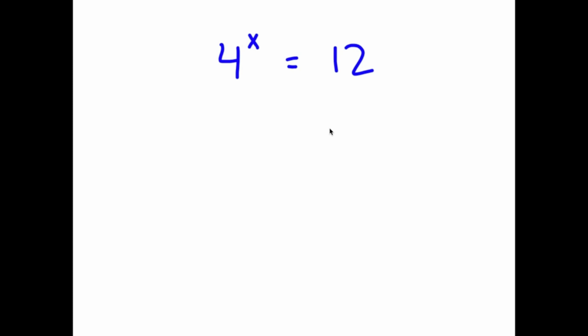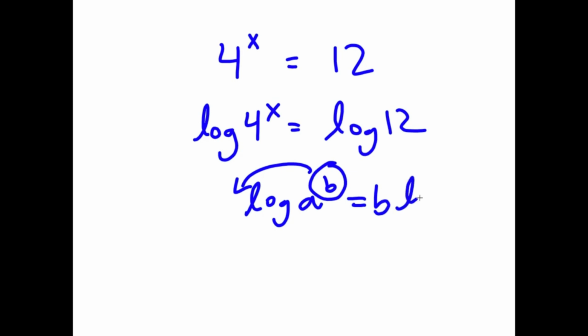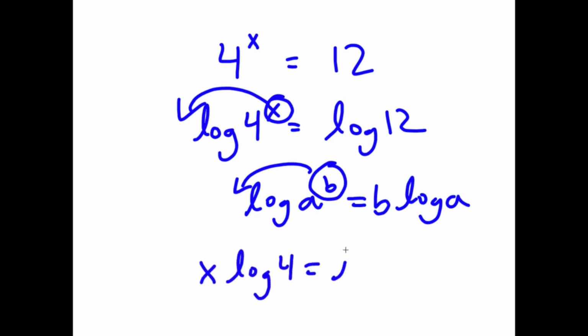Alright, so in this problem, I have 4 to the power of x is equal to 12. So to solve this, I'm going to first take the log on both sides. So I have log 4 to the power of x is equal to log 12. And if I have something in the form log a to the power of b, I can move this exponent b to the front. So this is going to equal b times log a. So in this case, I have log 4 to the power of x, and I can move x to the front. So now I have x times log 4 is equal to log 12.